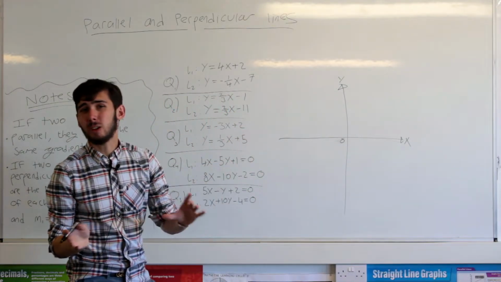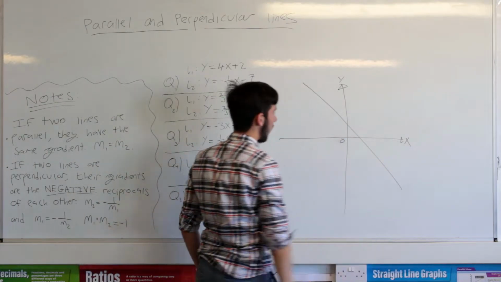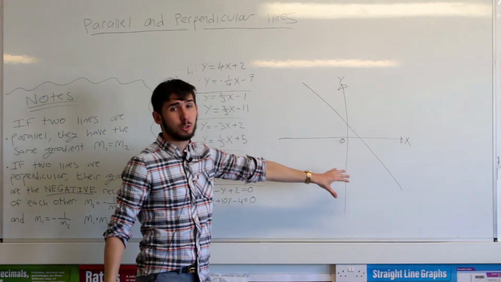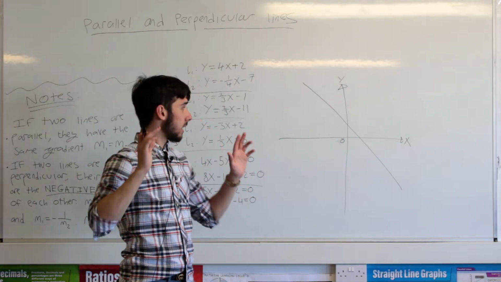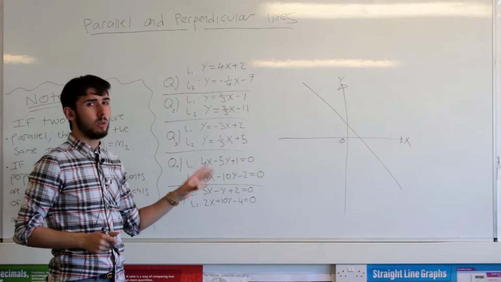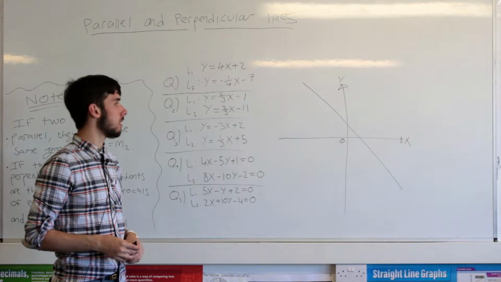I'm going to draw any random straight line. Let's draw a line that goes like that. You've got to pretend that I drew it with a ruler, okay? Imagine that's a straight line. Think about how many parallel lines to this one exist. How many? Give me a number.